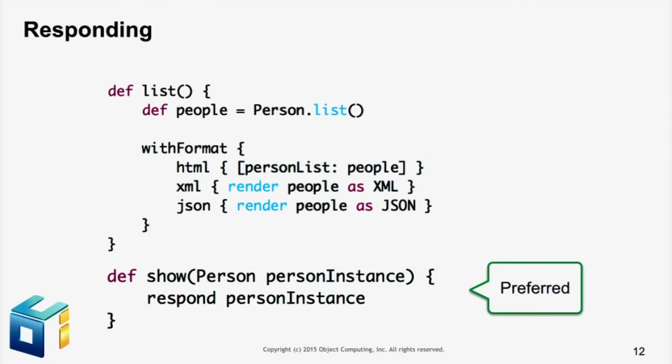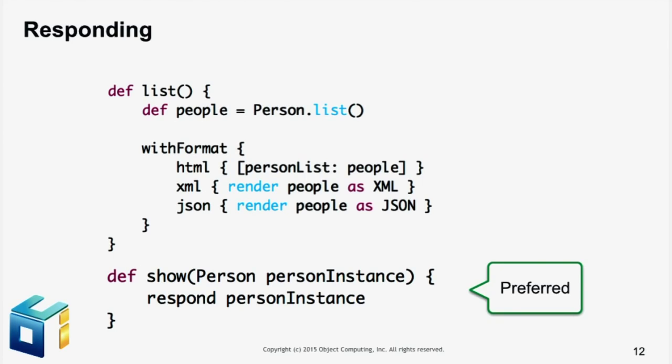Likewise, we've got JSON. That support has been there for some time. In recent versions of Grails, the respond method is preferred because it's less code and a little bit more flexible. So the show method could look just like this. I just call respond and pass a person as an argument.